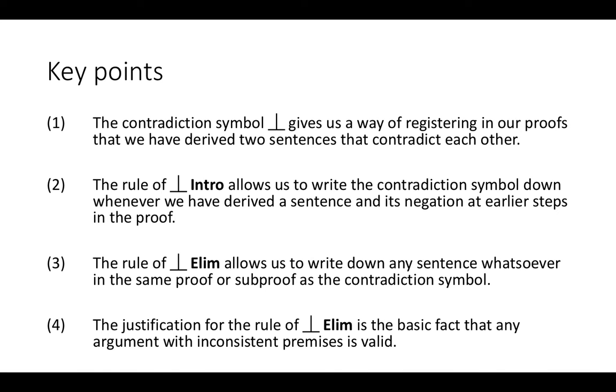Third, the rule of contradiction elim allows us to write down any sentence whatsoever in the same proof or subproof as the contradiction symbol. And then fourth, the justification for the rule of contradiction elim is the basic fact that any argument with inconsistent premises is valid.